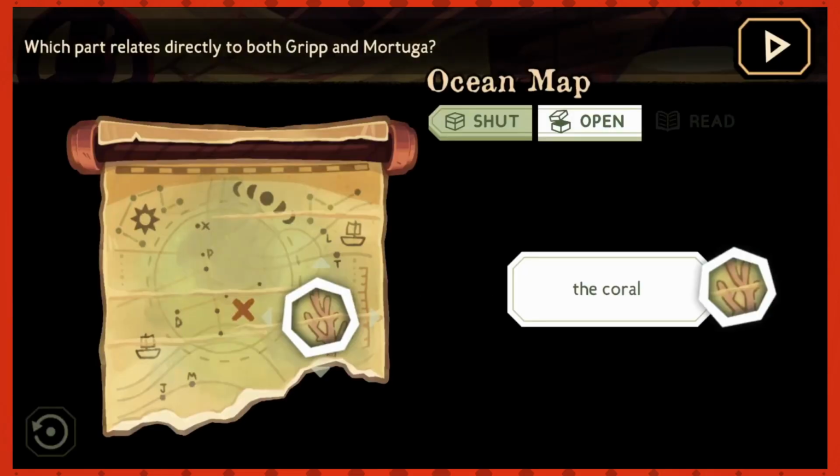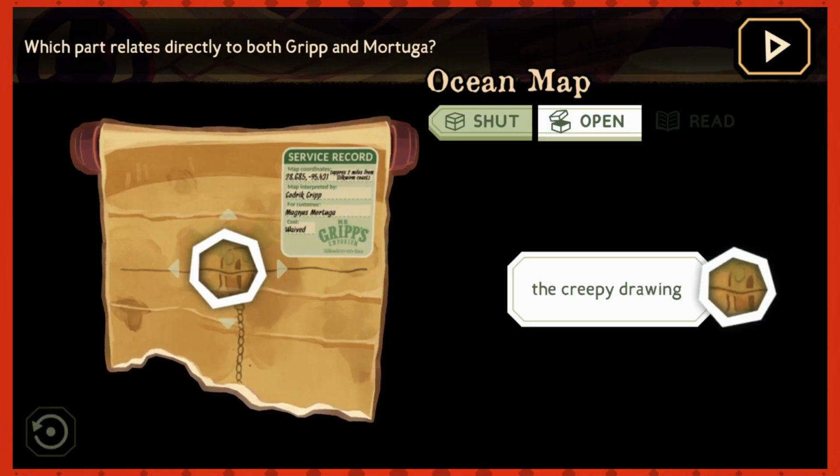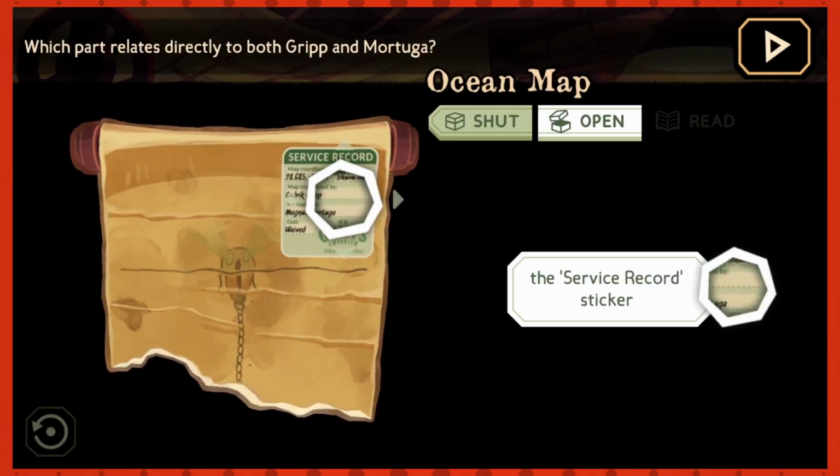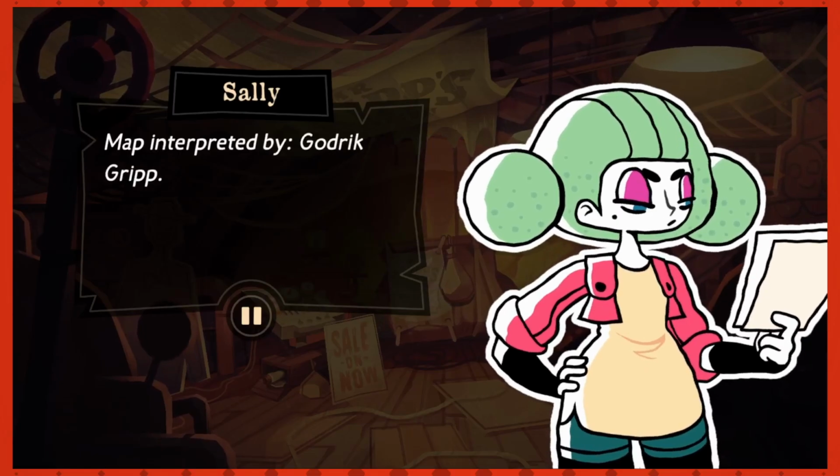This is the correct clue, but we need to choose. Oh, there's something on the back here. Right! Oh my god, I never looked at this. God, I'm an idiot. The service record sticker. Map interpreted by Godric Grip. I forgot about all that.